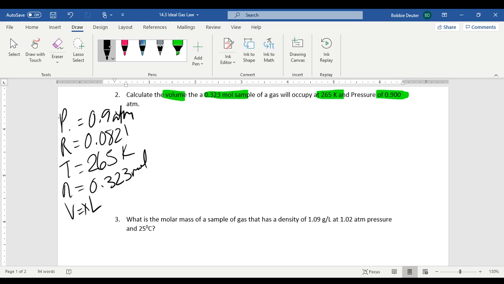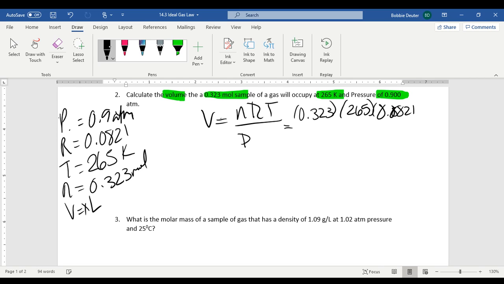So when we rework PV equals nRT, we get V is equal to nRT divided by P, giving us the numeric value of 0.323 times 265 times 0.0821. Remember, if we put this in the calculator, please use parentheses, all divided by a pressure of 0.9 atm.